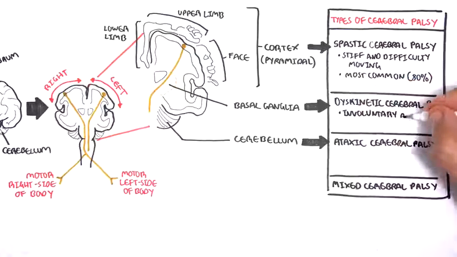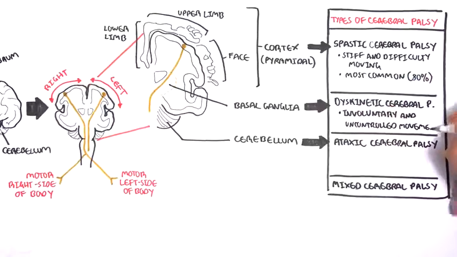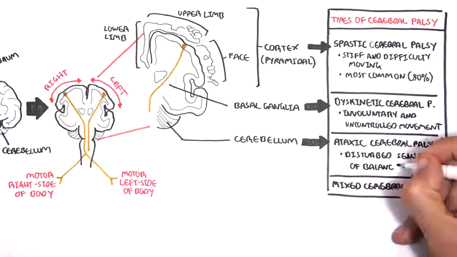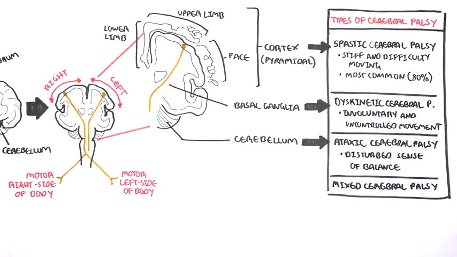Dyskinetic cerebral palsy affects the basal ganglia, producing involuntary and uncontrolled movement patterns, which makes sense if you think about Parkinson's disease, which also affects the basal ganglia. Ataxic cerebral palsy affects the cerebellum and causes disturbance in the sense of balance. And this is why patients who have ataxic cerebral palsy have a wide gait. Then finally, there is the mixed cerebral palsy.